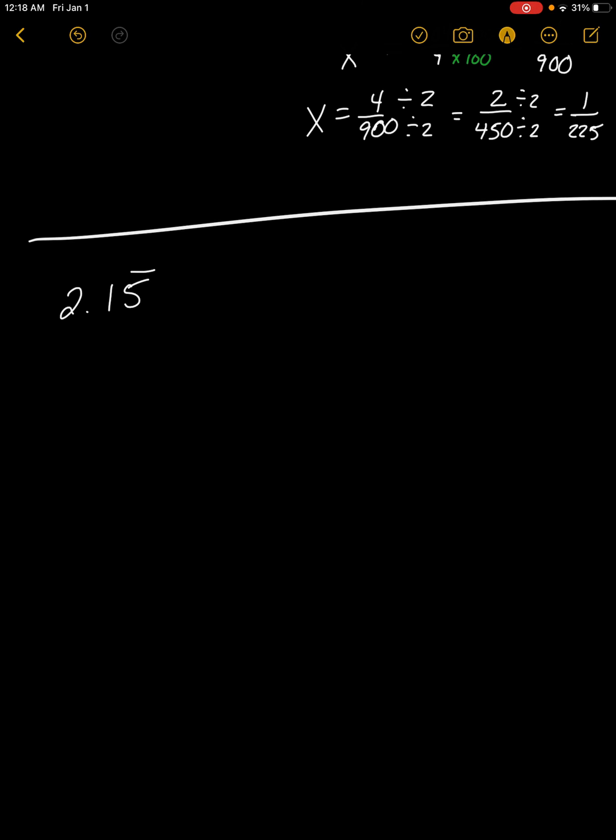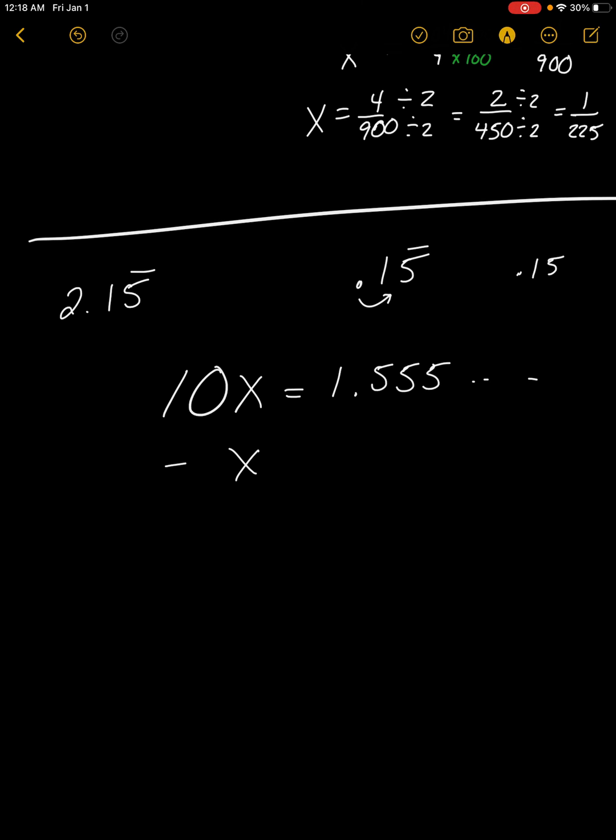2.1 with a 5 repeating. Okay, you don't need to worry about the 2. We're just going to worry about the 0.15 with a 5 repeating. Okay, so this part is still 10. I have one digit that repeats, and it's the 5. And now if I take that times 10, I'm going to move it once. So if I take this number times 10, it actually turns into 1.55555, and then the 5s don't ever stop. Okay? You subtract the x. The x is actually 0.15 repeating.